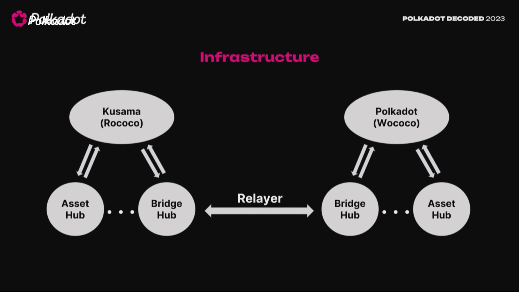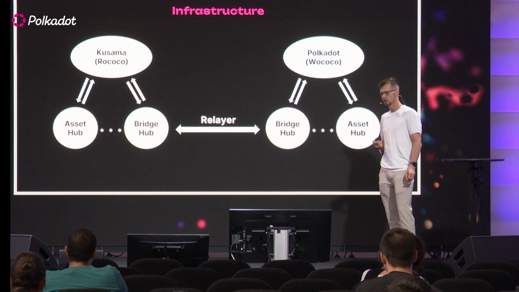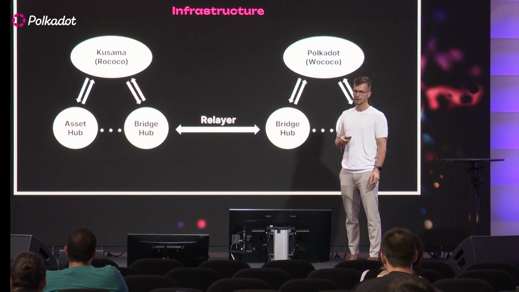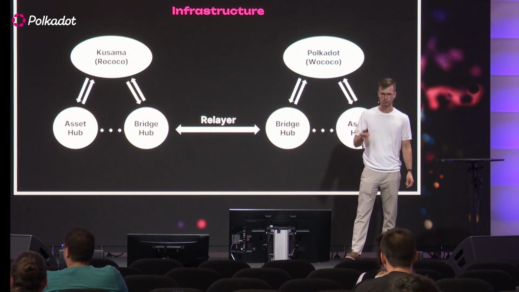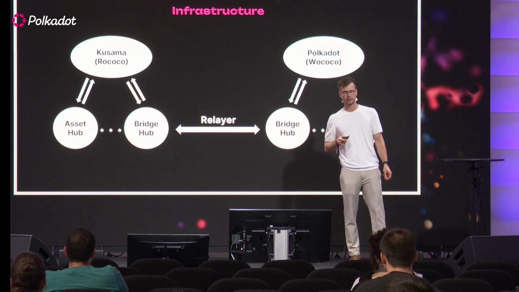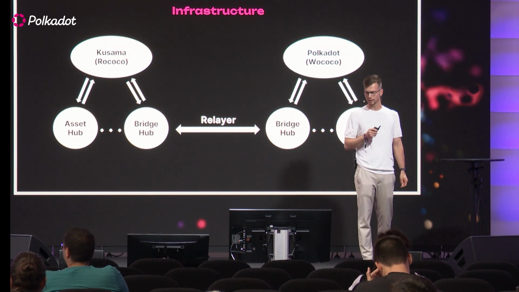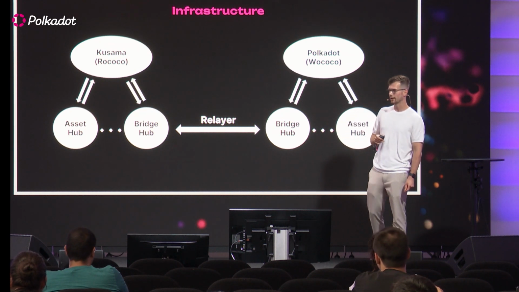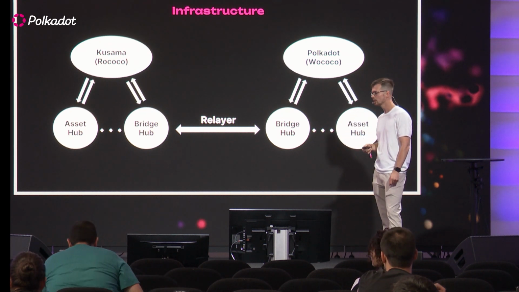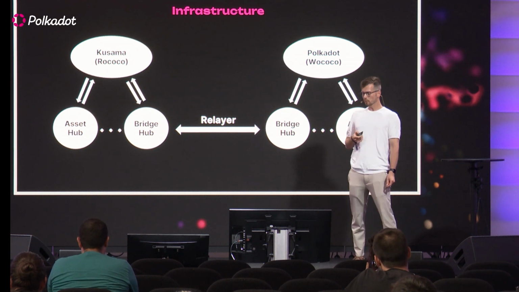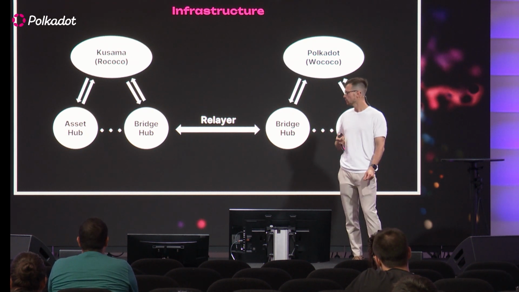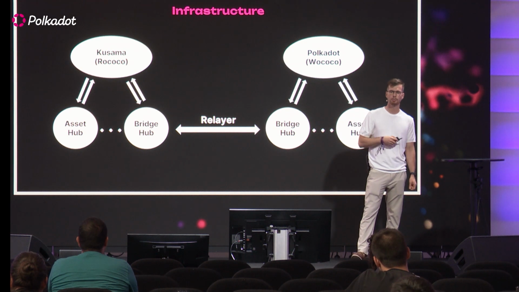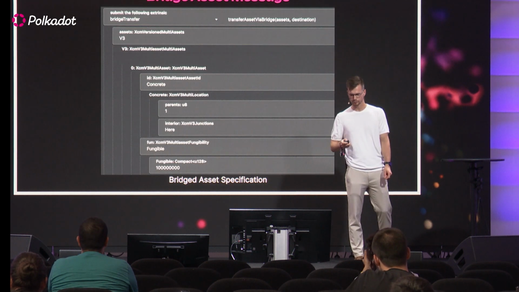So what do we need? What are the key infrastructure pieces of the bridge? We have our sending part, because we want to transfer some assets from Kusama to Polkadot. Our sending part is Kusama, and within Kusama we have Asset Hub and also BridgeHub. We also have the destination part, which is Polkadot, and in Polkadot we need the BridgeHub and also the destination Asset Hub. And we also need a mechanism that relays messages between the two bridge hubs, and that mechanism is a relayer.